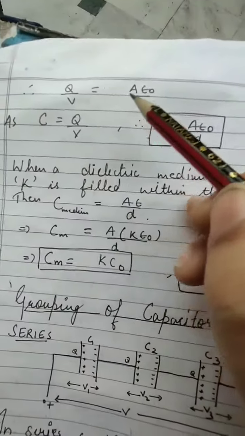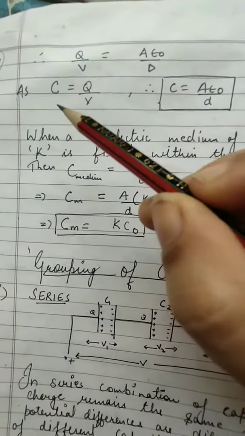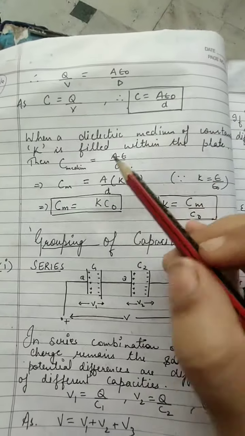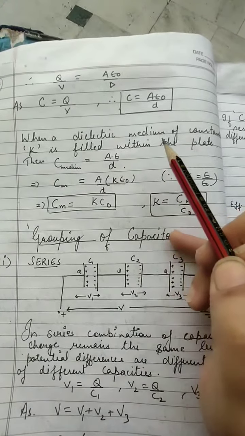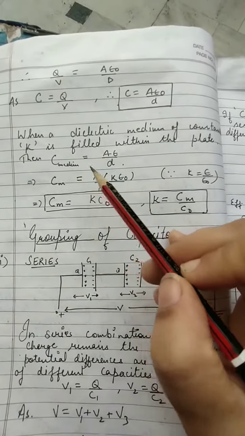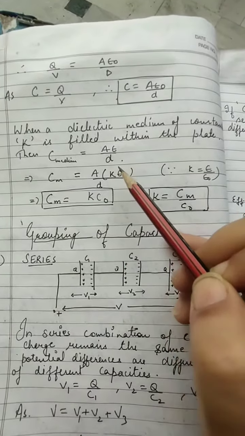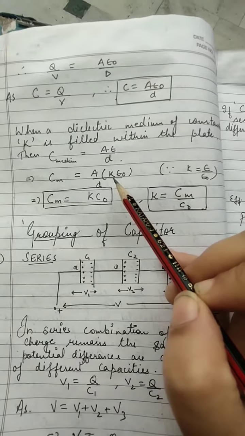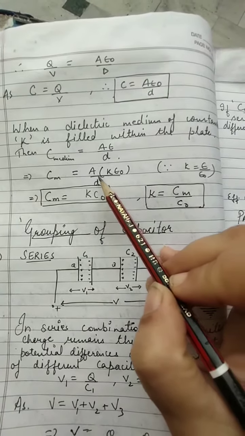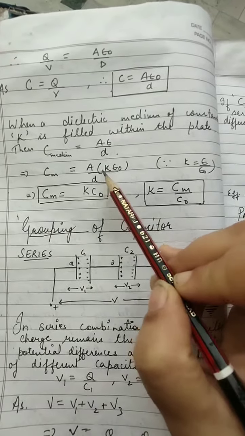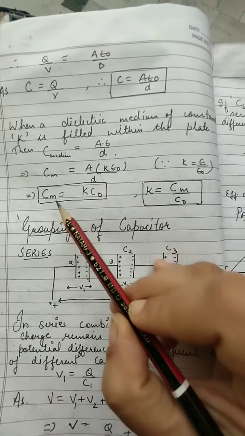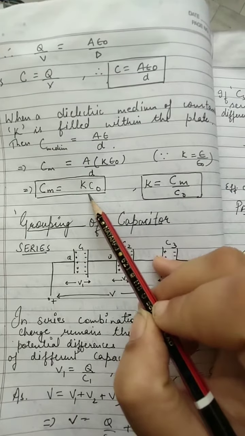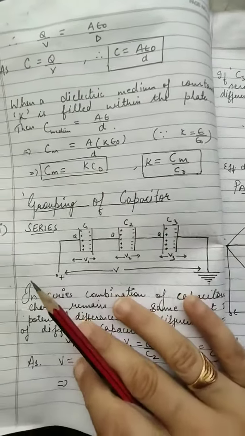V will come here and A epsilon naught will go here. Q upon V is equal to A epsilon naught upon d. You will get C is equal to Q upon V, which means C is equal to A epsilon naught upon d. When we consider a dielectric medium of constant K, you will get K A epsilon naught upon d. This is for the medium. It means capacitance in a medium is equal to K times the capacitance in free space.